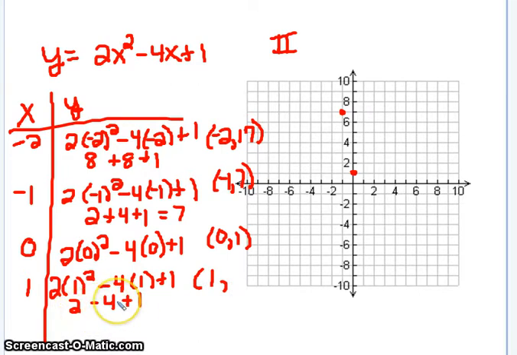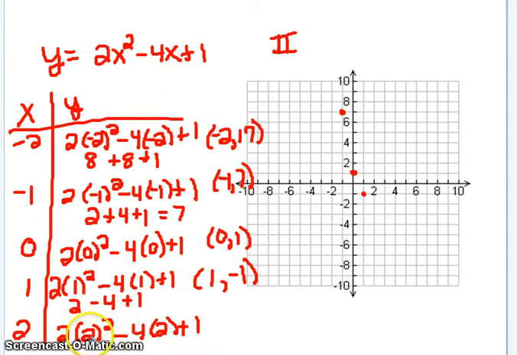2 minus 4 is negative 2, plus 1 is negative 1. So we have a point at 1, negative 1. I can plug in a 2, and that's going to give me 2 times 2 squared minus 4 times 2 plus 1. This is going to give me 4 times 2, which is 8, minus 8 plus 1. So we're going to come back up to 2, 1.